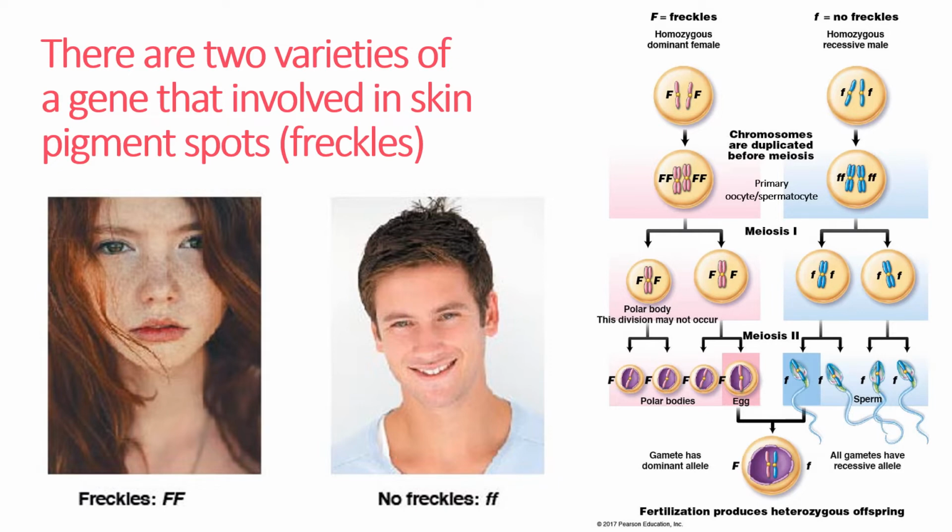When mom's egg and dad's sperm meet at fertilization, the zygote will have one of mom's freckle alleles and one of dad's not freckle alleles. In other words, the embryo will be heterozygous, and that embryo will develop into an individual who will have freckles because freckles is dominant to not freckles.